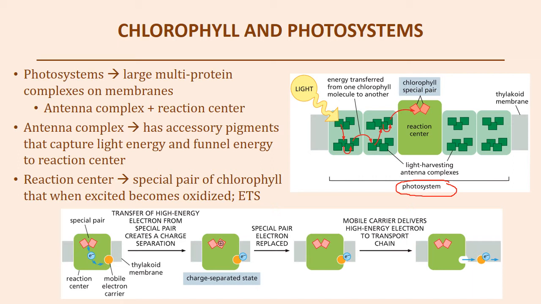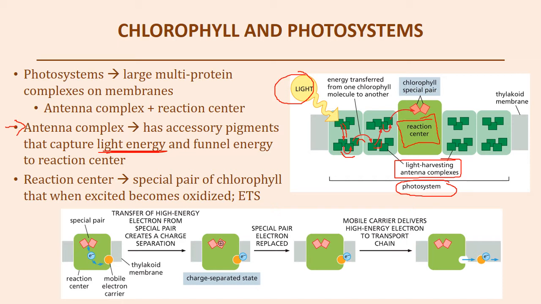The antenna complex is right over here, and it's also written for you. It has all the accessory pigments that can capture the light energy, so they're the ones that interact with the sun directly. Once they transfer the energy from the sun over to the chlorophyll molecule, it's almost like playing a little hot potato, very similar to the electron transport chain. They move the energy from one antenna complex to the next, until it eventually reaches what we call the reaction center.